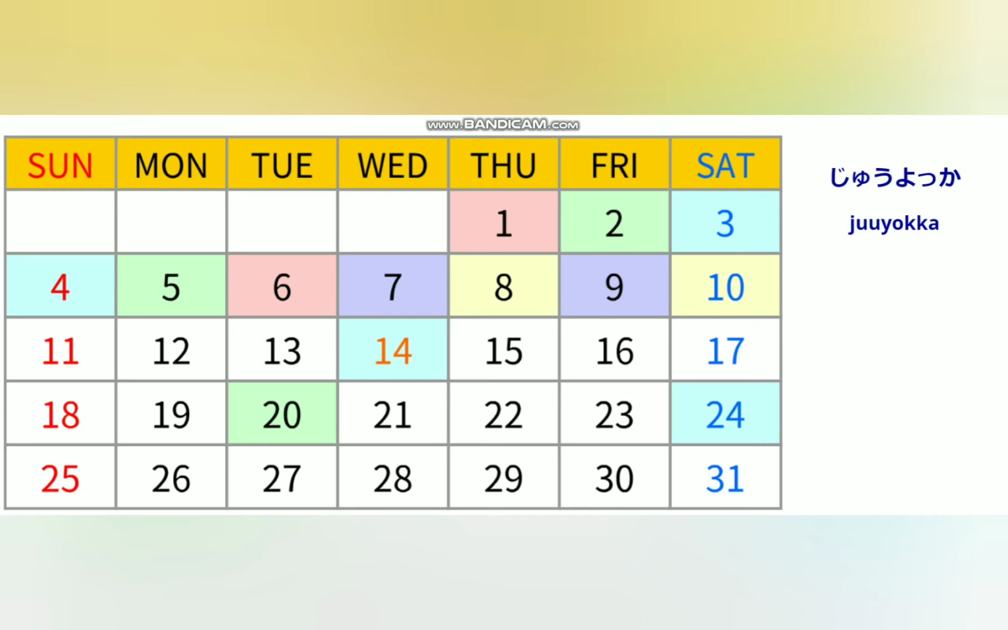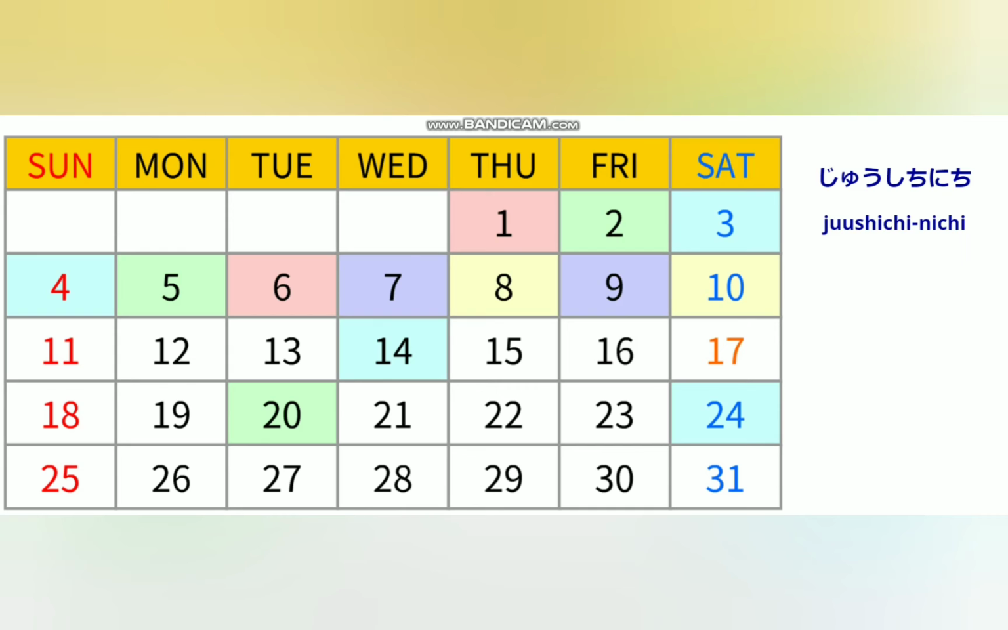Now let's go to the 14th. 14日. Okay, this is another irregular. 14日, wherein you use the 10, juu, and then for the fourth, yokka, together. 14日 for 14. Now 15, 15日. Again, 15日 for 15. 16日 for the 16. Again, 16日. Now 17, 17日. Just 10 and 7 together, and then the date.